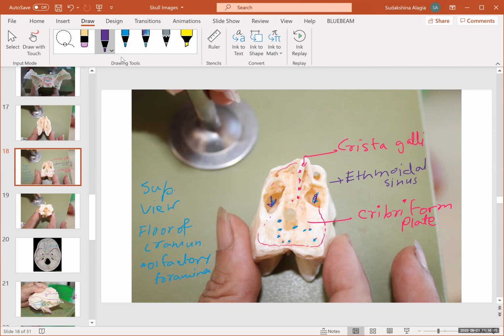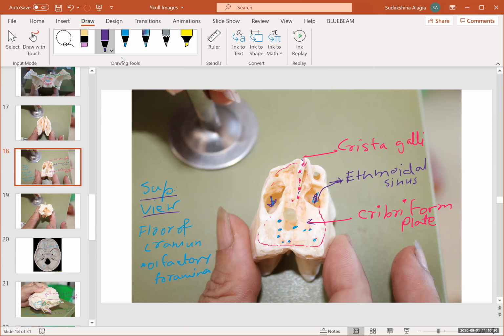So Crista galli, right there. Cribriform plate with olfactory foramina. And then ethmoidal sinus. This is what we can see in the superior view. This is the superior view.